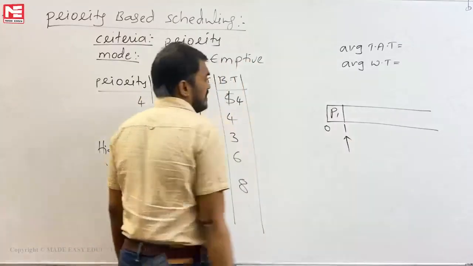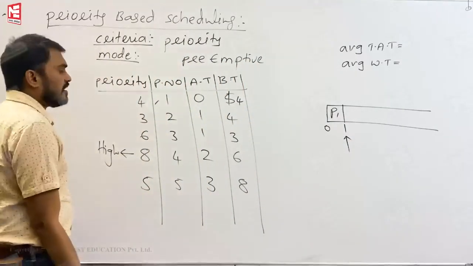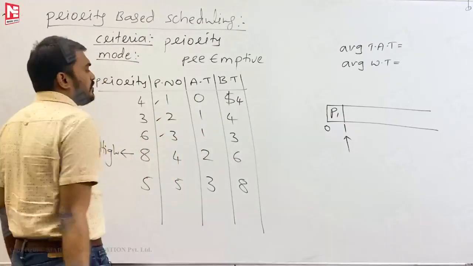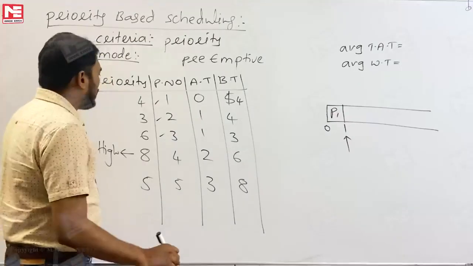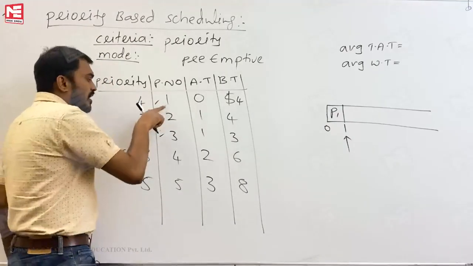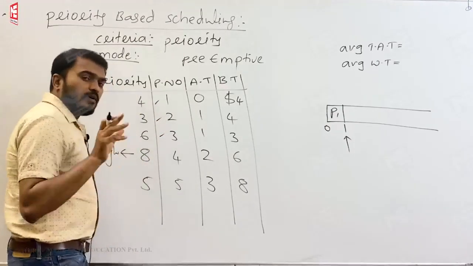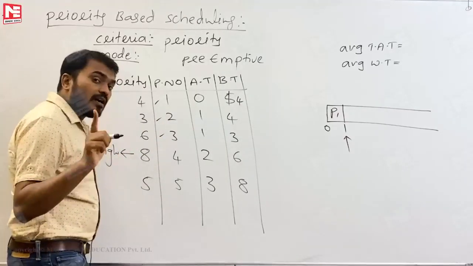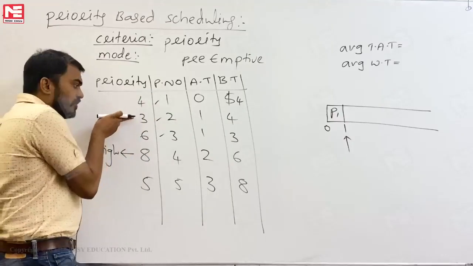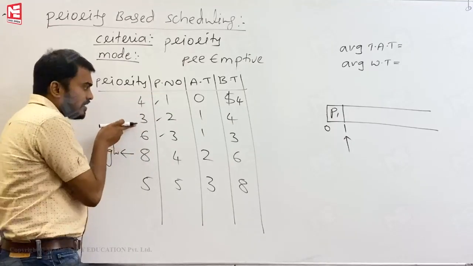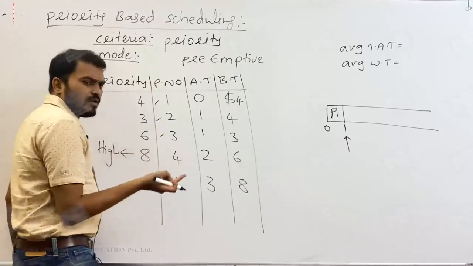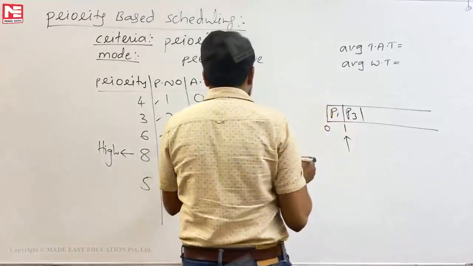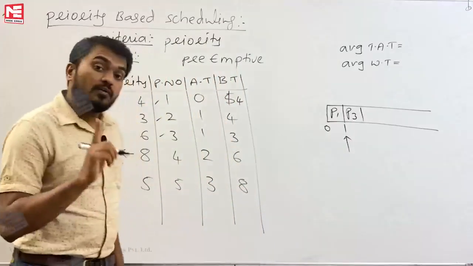Now present time is 1. By time 1, is there any other process also available? Yes, P2 and P3, these two are available. Now think and tell me, how many are available here? 1 2 3, these 3 are available. Among the available you select one of them. How do you select? Based on the high priority. This has priority 4, this 3, this 6. Who has high priority here? P3 obviously. So take out P3 next. P3 requires 3 units, but you will execute only 1 unit.